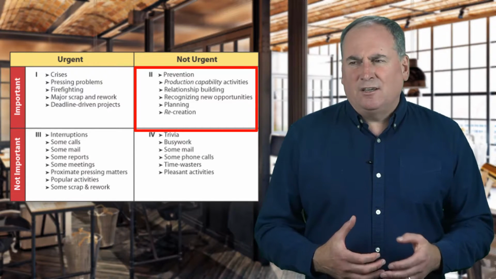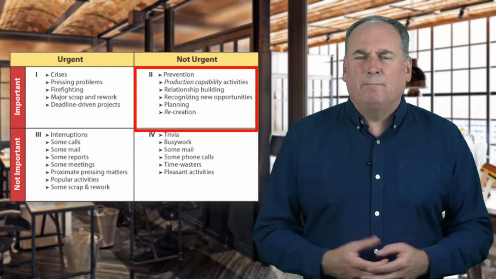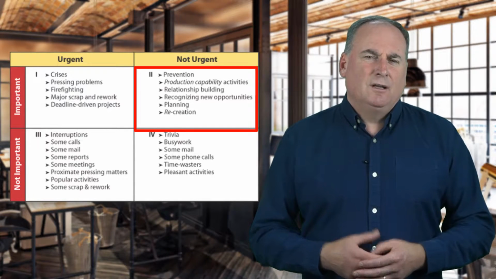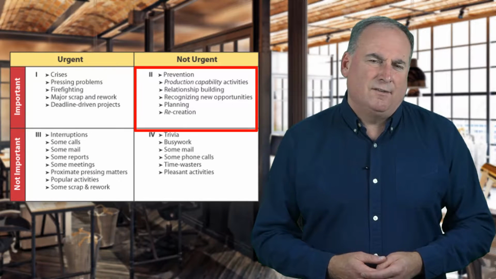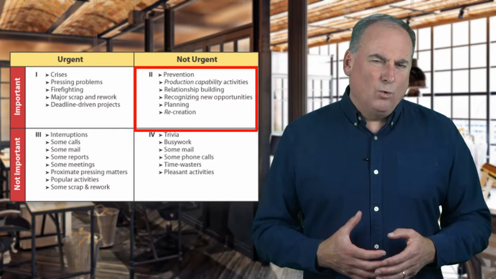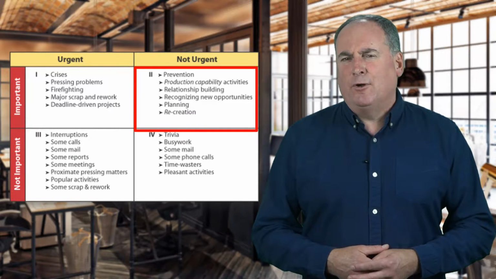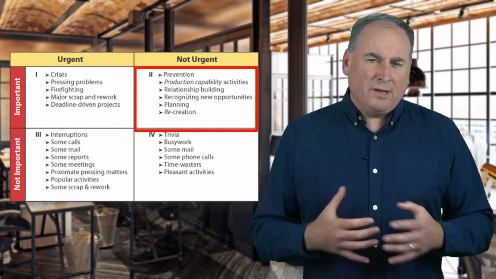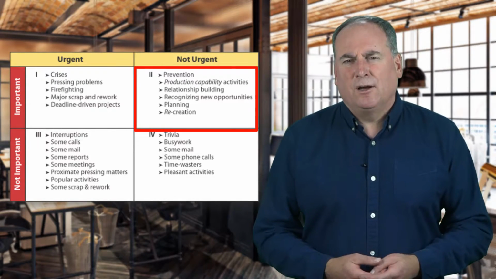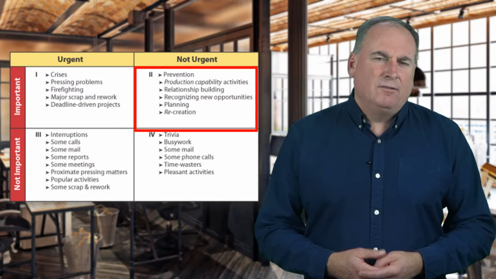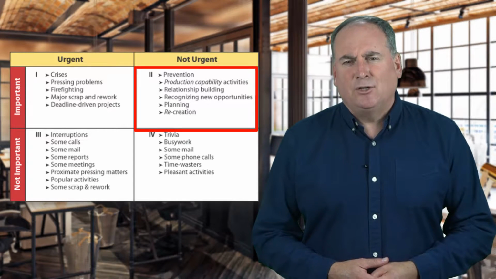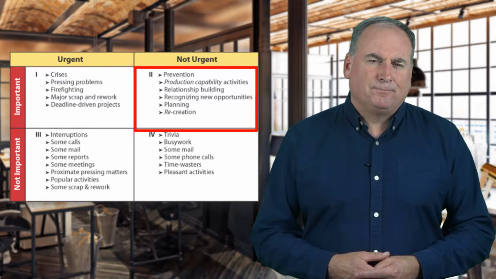Things like budgeting and forecasting, like investing in important relationships so they have the strength when the relationship comes under pressure, like marketing and sales, like new account development, like educating him or herself as a business owner. These are all the kinds of things that prevent fires down the road that become urgent. In production, capability activities are increased by doing these kinds of things, recognizing new opportunities, planning and recreation. Recreation is another way of saying re-creation, and it basically means you're recreating your space.